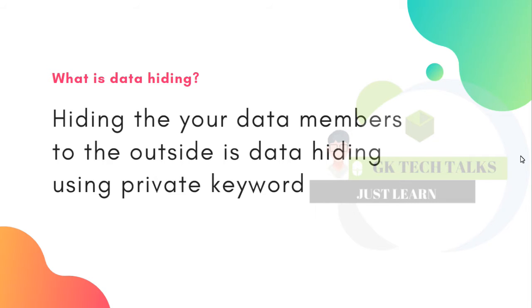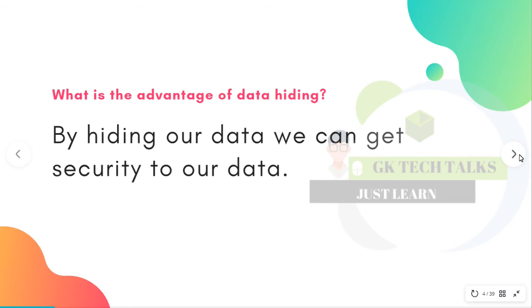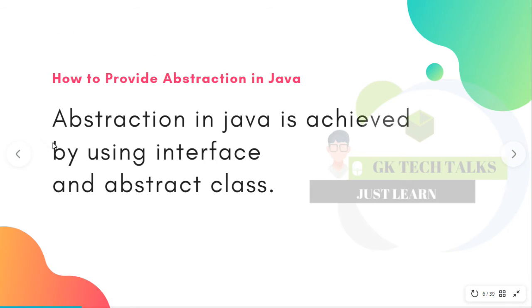What are you going to achieve by doing this data hiding? You are going to achieve security of your data by giving access only to your class. You are not allowing others to access your data, modify it, or use it. That's why we are providing security using this data hiding concept. What is the next concept? With data hiding, we are getting security. And what is the next concept? We have abstraction in Java.